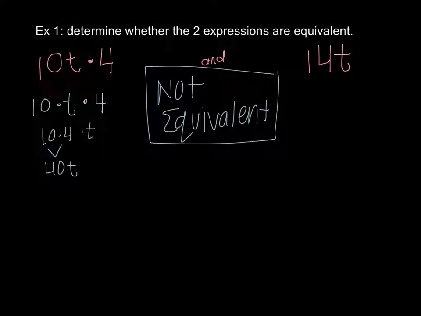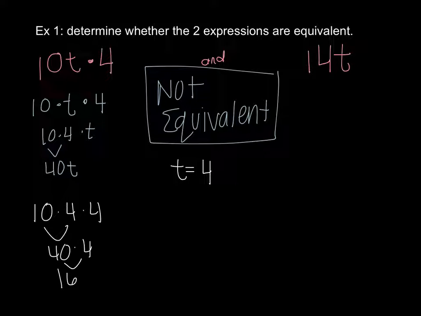Let me show you the other way you could have done this. Another way is if you chose some variable or some number to represent t. It doesn't matter what number you choose as long as it's the same. What if I chose t equals 4? This is like the guess and check method. If t equals 4, then I have 10 times 4 times 4. That's 40 times 4 equals 160. Then, let's see if we get 160 in our other expression. 14 times 4, because t equals 4.